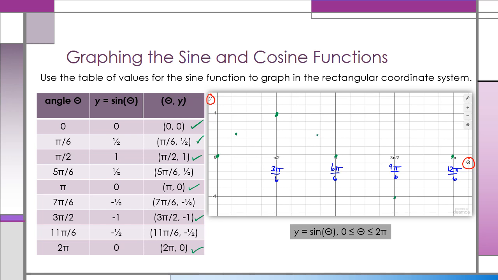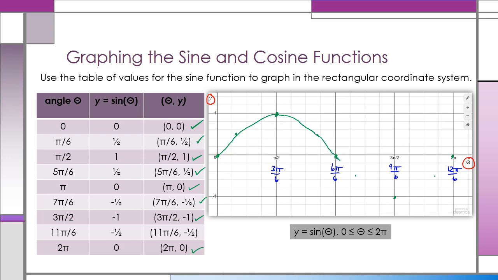Again, I'm just estimating. 7 pi over 6, negative 1/2, that's going to be also close to pi, and I'm going to go down, so maybe about right there. And then finally 11 pi over 6 is going to be closest to 12 pi over 6, but still down at negative 1/2. Now, because a circle does not have a constant rate of change, in other words, it's not a square, points go around that circle in an arc motion. I'm going to connect these points not with a straight line, but with more of a curve.